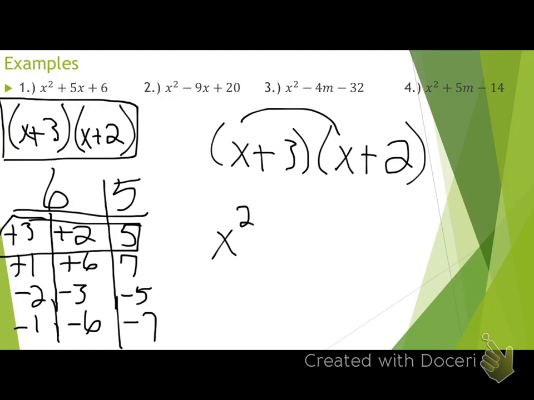Squared. Okay. What does O stand for? Outer. What are my outer terms? X and 2. What's X times 2? 2x. Am I moving too fast for anybody?